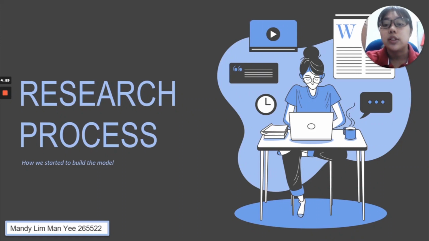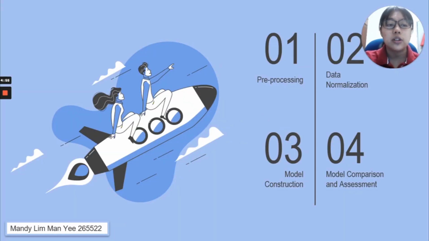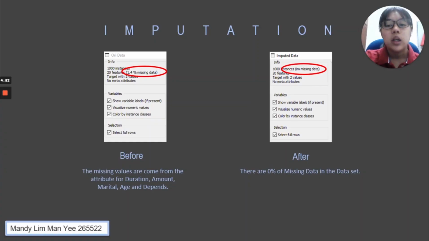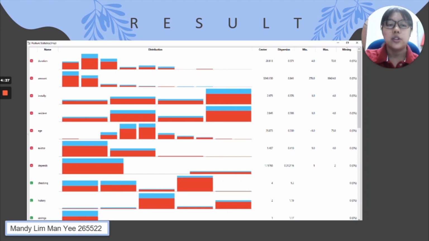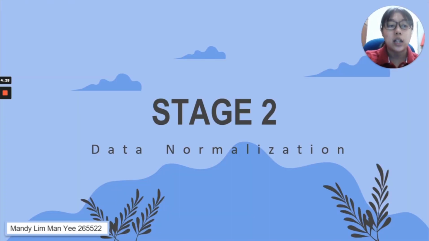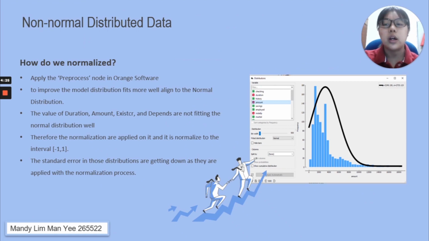Let us move on to the research process. We have 4 stages in this process. The first one is pre-processing. We are going to replace the missing values with imputation in Orange software. We select the average or most frequent method, using the mean value to replace the missing values. This is the result after the imputation. Stage 2 is data normalization. We apply the preprocess node in Orange software to improve the data distribution, to make it fit more closely to the normal distribution.